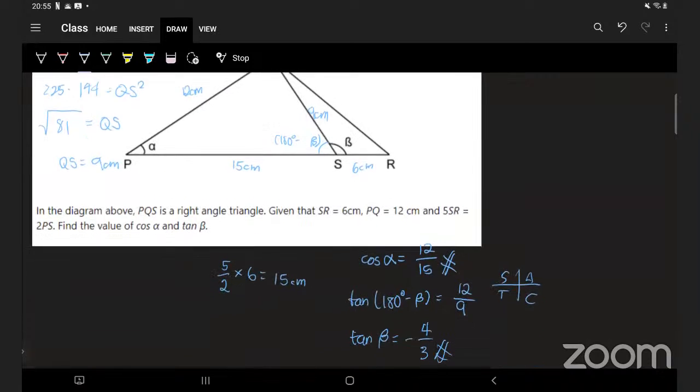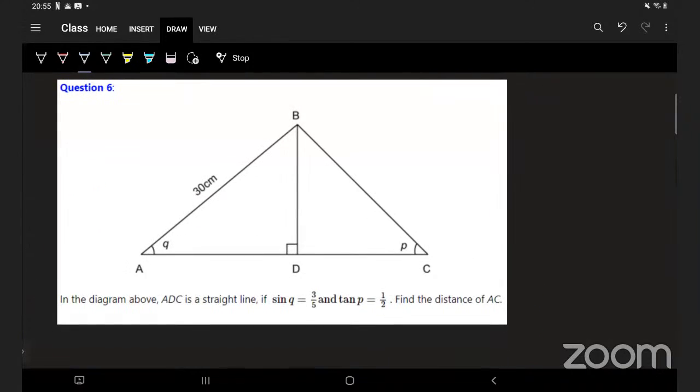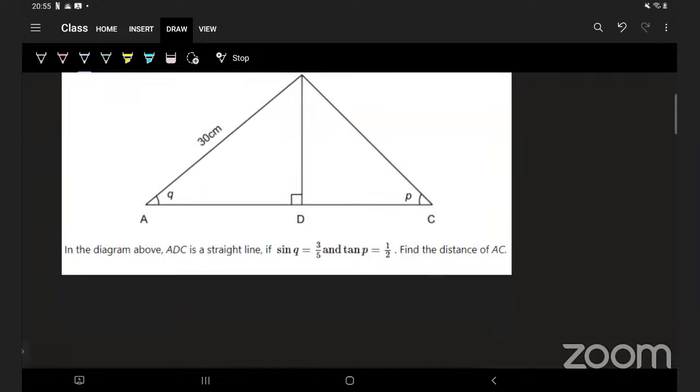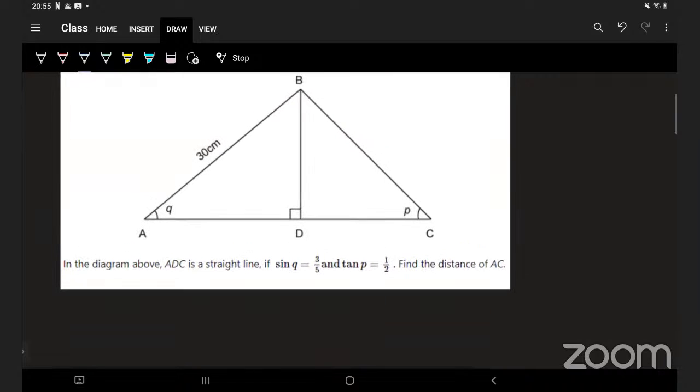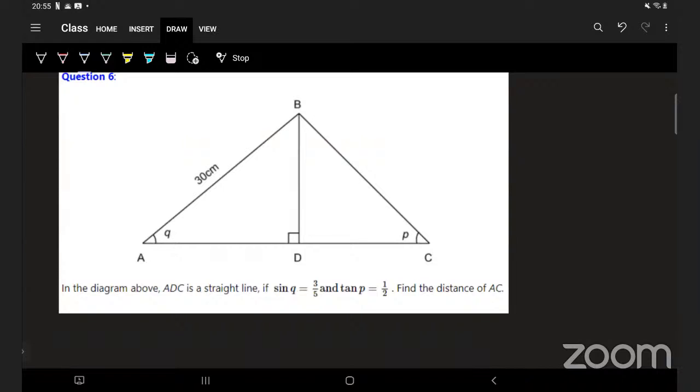Now let's do question 6. In the diagram above, ADC is a straight line. If sine q is equal to 3 over 5 and tangent p is equal to 1 over 2, find the distance of AC. Okay, so sine q, as we know, is opposite over hypotenuse. So the ratio of the opposite to the hypotenuse should be 3 to 5.